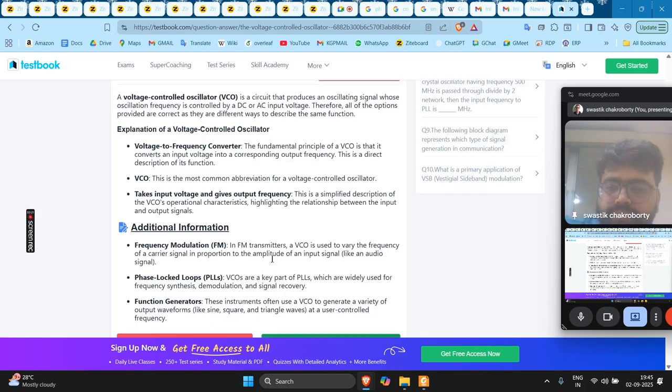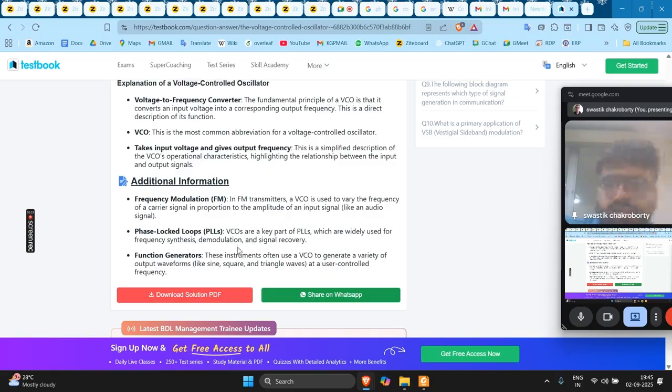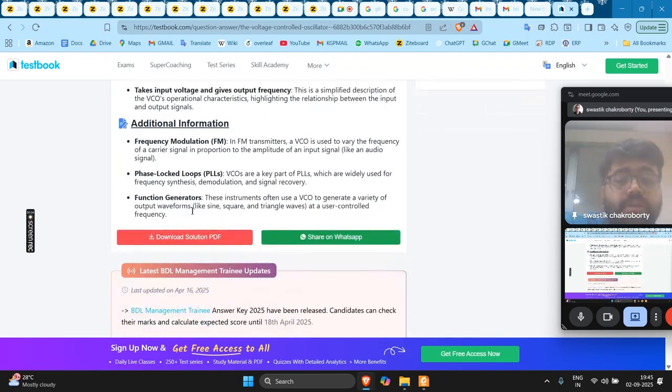And PLLs. So PLL is again used for signal demodulation and recovery, and VCO is a key part of that PLL. And next is VCO as a function generator. That is, it generates different harmonic frequencies according to the input voltage. So it can be used to generate various functions. As a composition of the harmonics, it can be used to generate various functions like sine wave, square wave, and triangular wave.